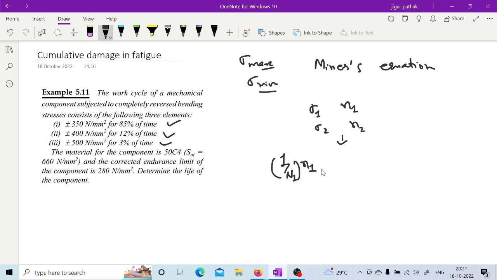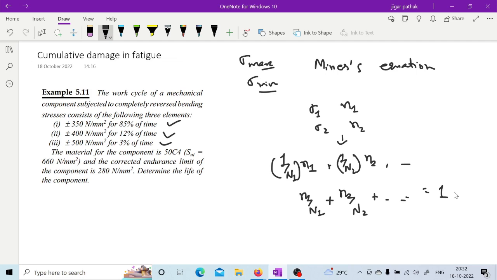Similarly for N2, it will be 1 upon N2 into n2, and so on, whatever number of stresses are there. When you add all this, it can be written as n1 upon N1 plus n2 upon N2 and so on, and it will give you the value 1, right? This equation is particularly known as Miner's equation.